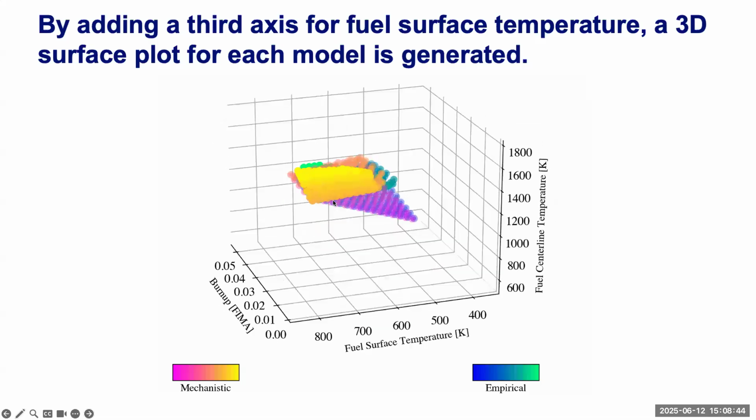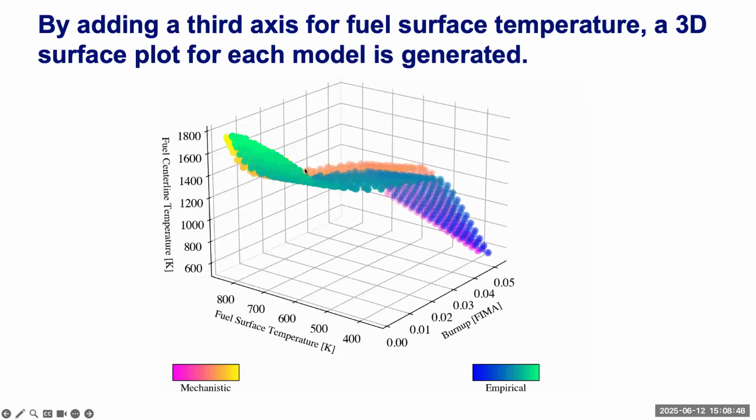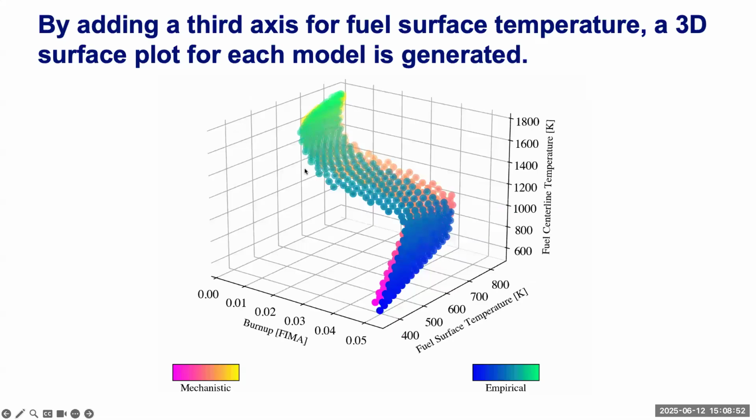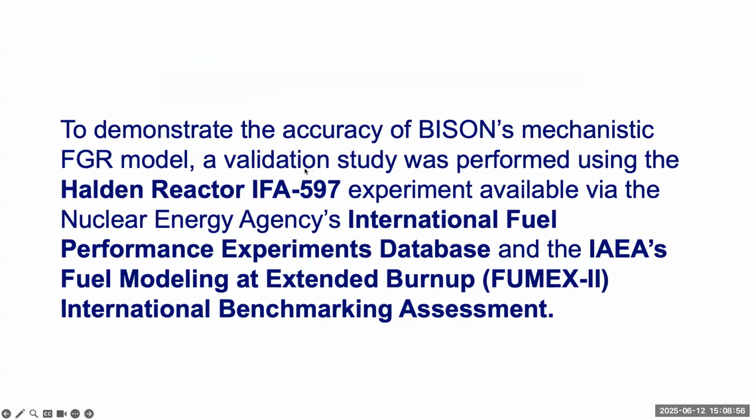And here you can see the mechanistic curve in pink and yellow, overlaying the empirical curve in blue and green. Now, that's a really cool, pretty plot, but why is it important? Why exactly does it matter? How do we know that it's accurate?